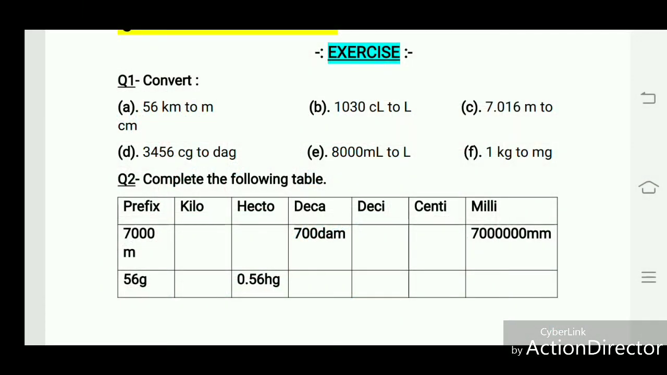Dear students, in this exercise I give some questions related to above discussion. So you will do all these questions in your homework. Thank you students.